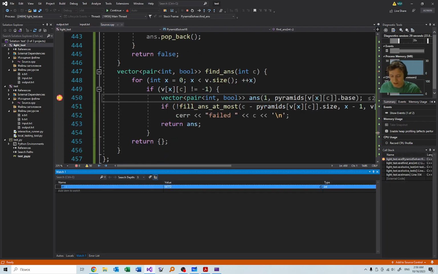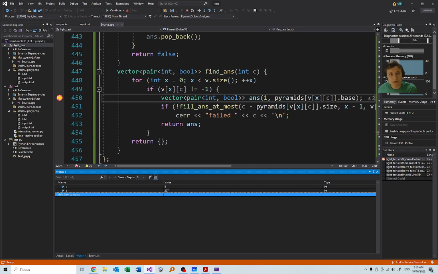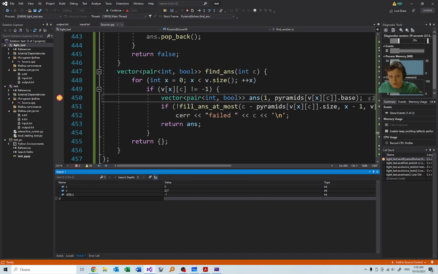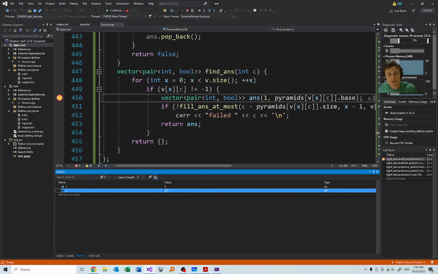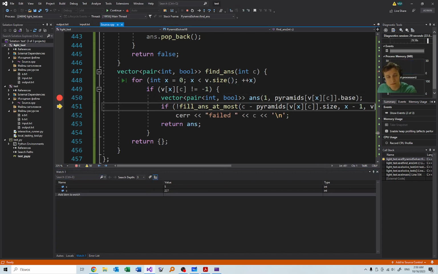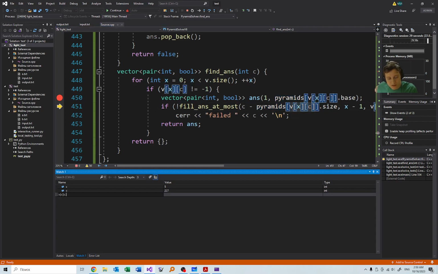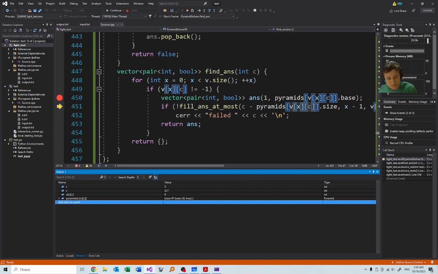Okay. Let's look at X and C. And for some reason, V0 C, and V1 C, and V2 C were minus ones, but V5 C was actually non-zero. And after that, it failed to fill this number. So let's look at VXC. It says that it is 9. Let's look at pyramids VXC. It is of size 91, so we need to subtract them.